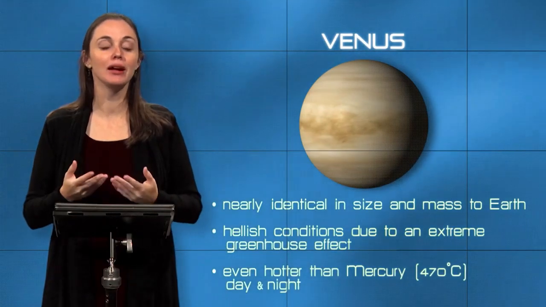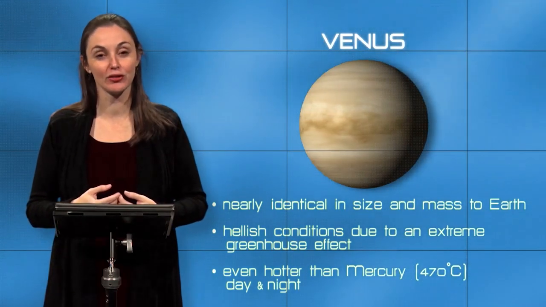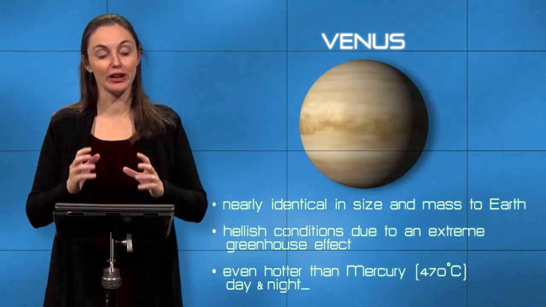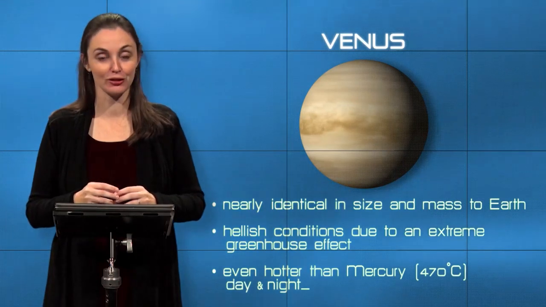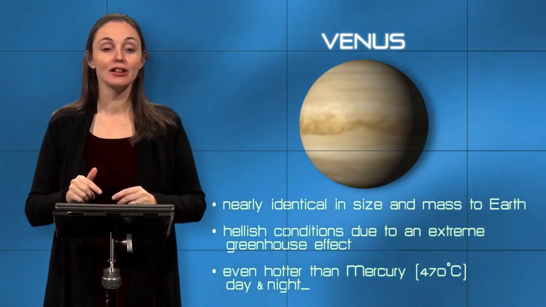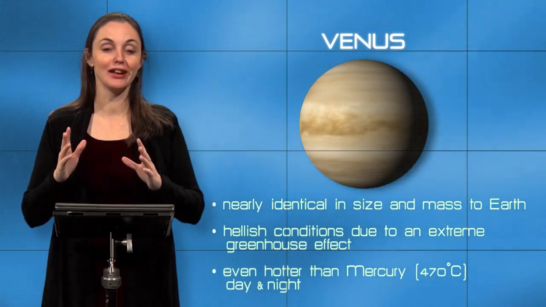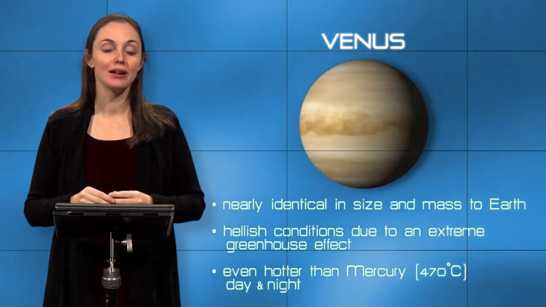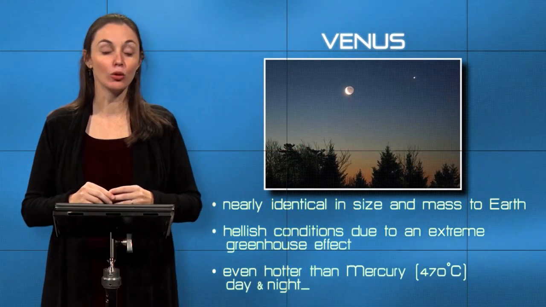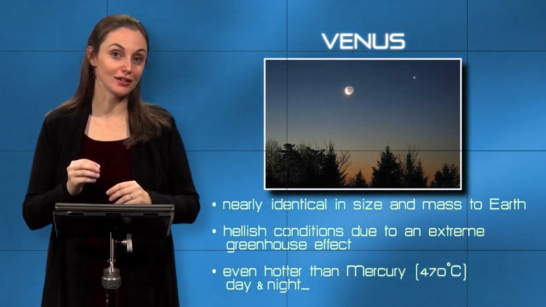Probe missions, even unmanned missions, have not spent more than maybe 10 minutes on the planet's surface before being completely destroyed by really terrible atmospheric conditions on this planet that we'll get to in just a minute. What I wanted to mention first is that, like Mars, Venus is very easily visible from Earth, and probably also like Mars, you've often mistaken it for a star. If you're looking up at night and you see an extremely bright star in the sky that doesn't twinkle as much as some of the rest of the stars, you're possibly looking at Venus or one of the other planets instead of a star.